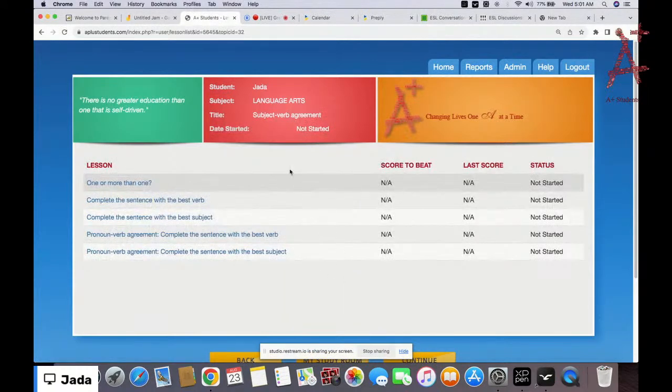Okay, so we have about 5 lessons from subject verb agreement. So we're going to complete 3 lessons today, and then the next day when we have a lesson again, we will complete the remaining 2.